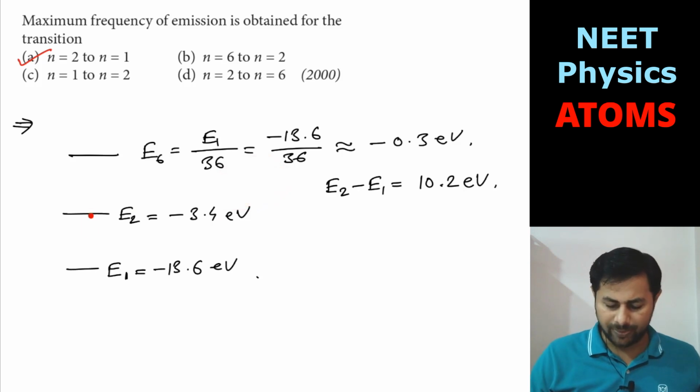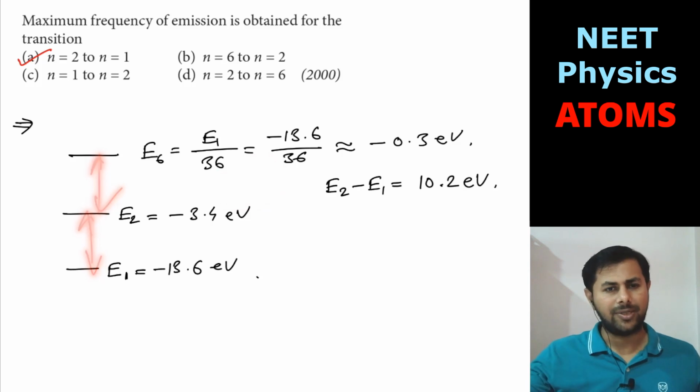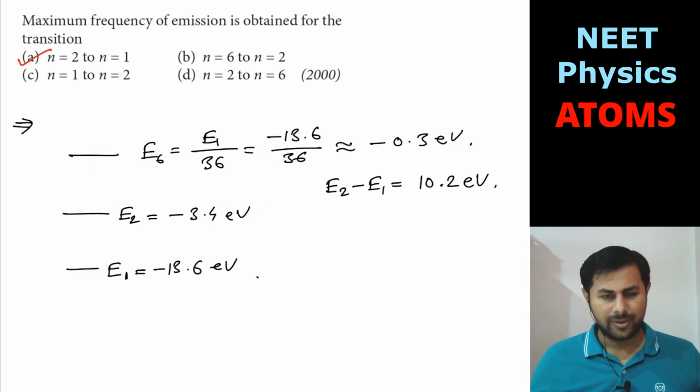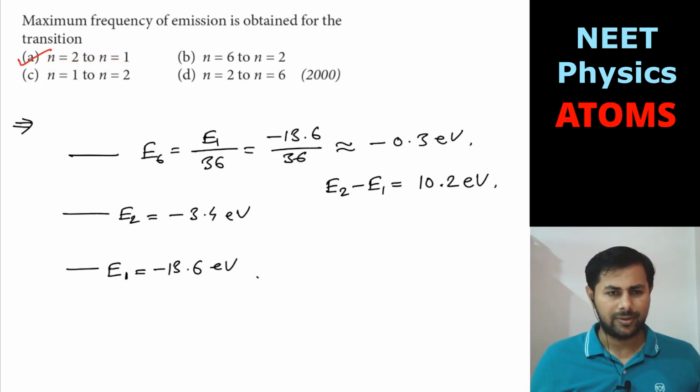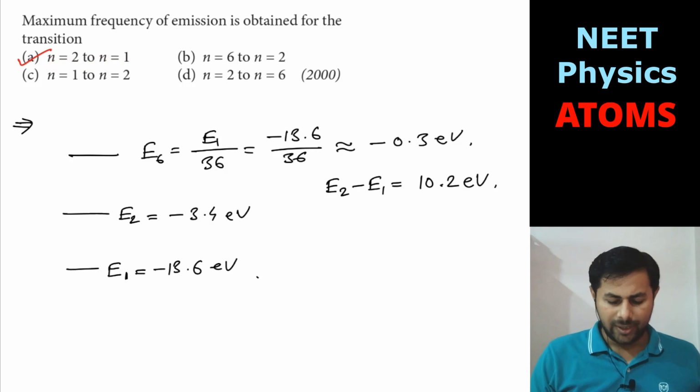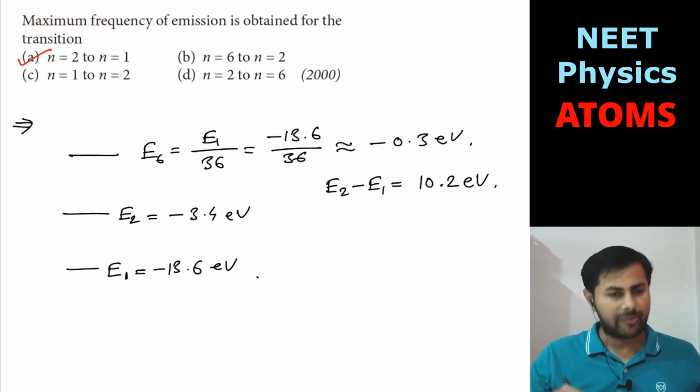So the energy difference between these two is much greater compared to the energy difference between any of the higher orbits. That's why the answer is 2 to 1. If the energy difference is greater, the frequency of the emitted photon would be greater.